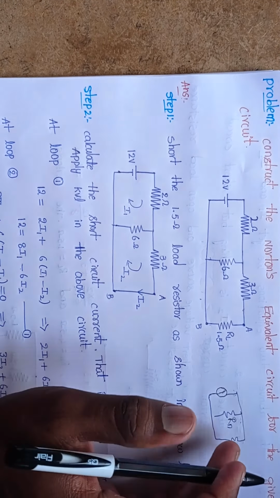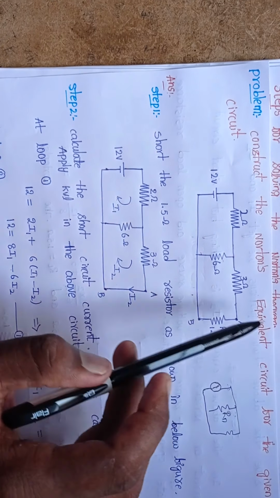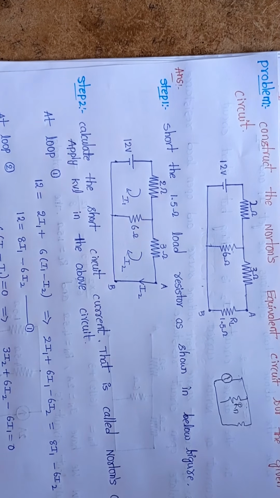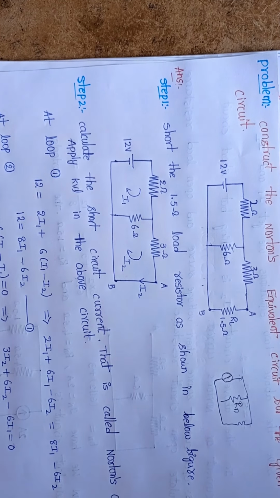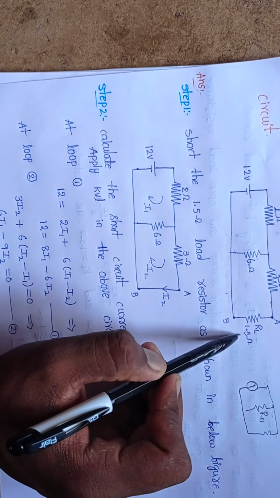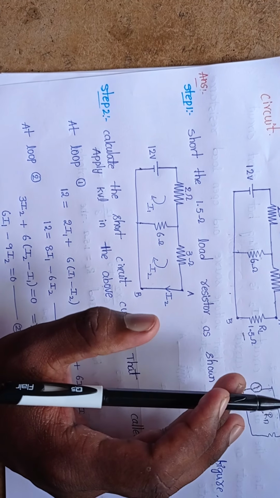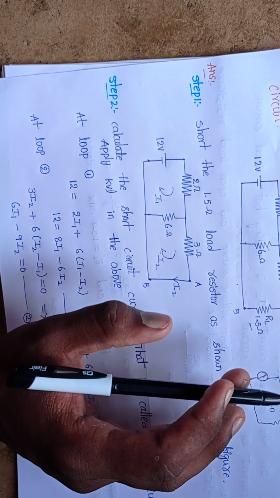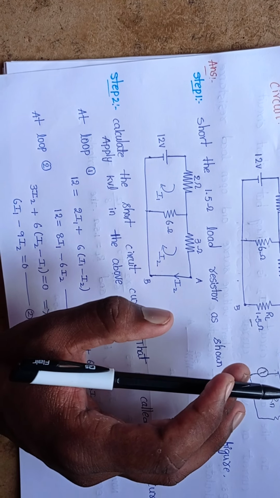Here we have this circuit. The circuit consists of a 12 volt voltage source, some resistors and a 1.5 ohm load resistor. Here we need to calculate Norton's current and Norton's resistor. Because the load resistor is already given in the circuit itself, we need to calculate only two things: one is Norton's current source and the other is Norton's resistor.